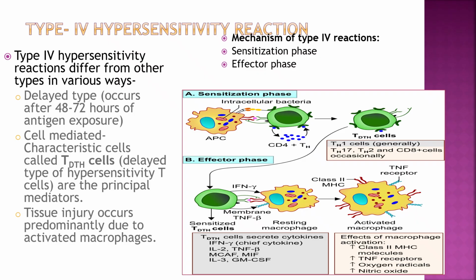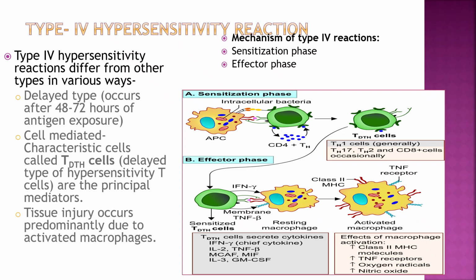So in this diagram, you can see in the sensitization phase, there are APC, antigen presenting cells, and intracellular bacteria. There is formation of CD4 plus T helper cells, which leads to activation of the TDTH cells, and they secrete TH1 cells. Then in the effector phase, these sensitized TDTH cells produce interferon gamma and tumor necrosis factor beta, and then resting macrophages get activated.